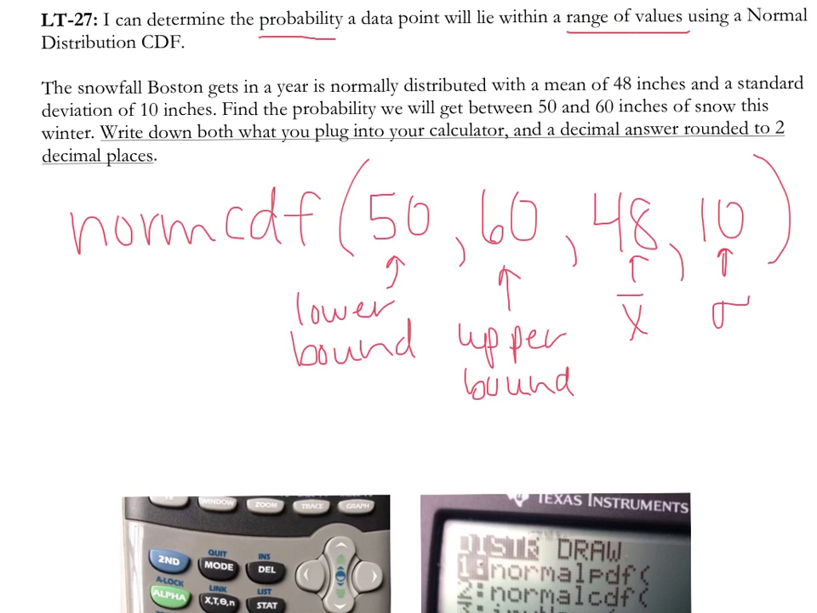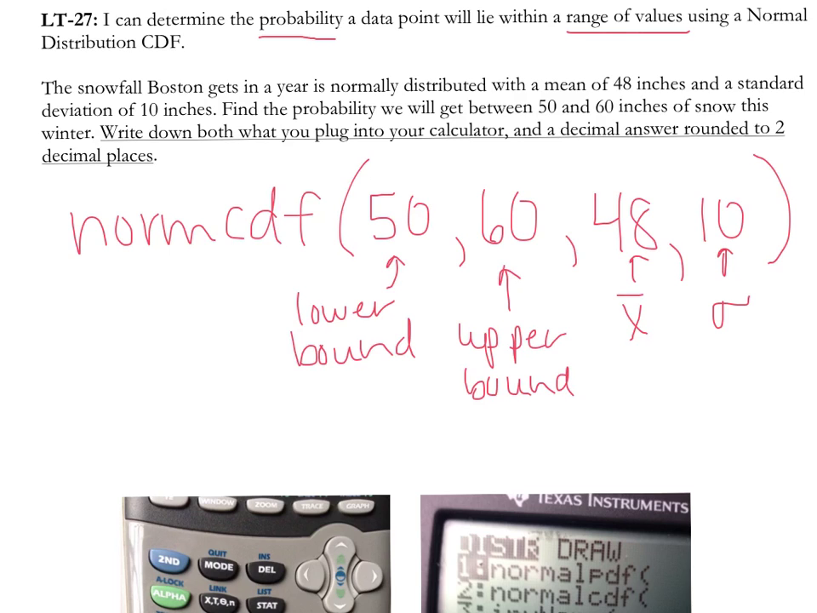And then similarly, if it said instead get below 60 inches of snow, we would keep the 60 as the upper bound, and for the lower bound, we would put some teeny, teeny, tiny number where it would be completely unreasonable to get less than that amount of snow in a winter.